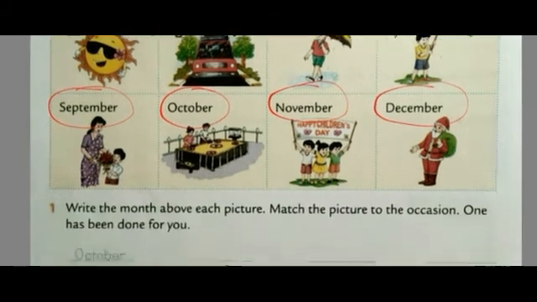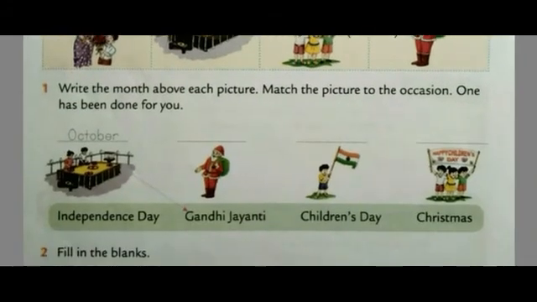Okay, scholars? Now, see this question that is given here related to it. Write the month above each picture. Match the picture to the occasion. Like one has been done for us. Like in the first picture, they are celebrating Gandhi Jayanti, which comes in the month of October. So now, next is, while seeing the picture, it is related to Christmas. Okay, and so we will first match it with Christmas here.